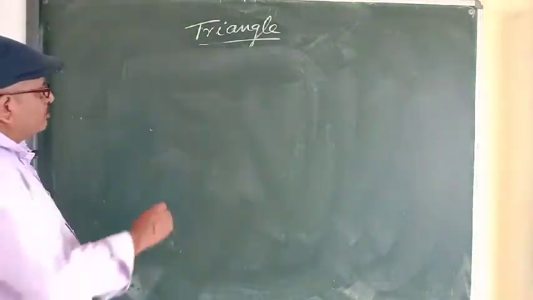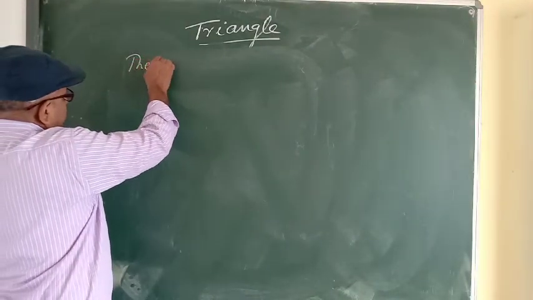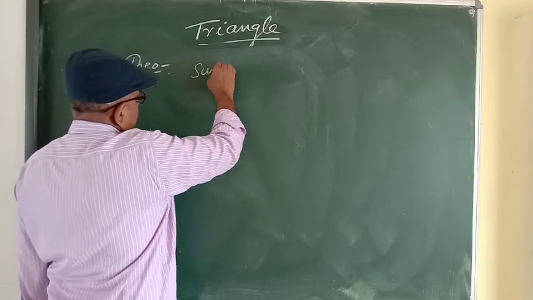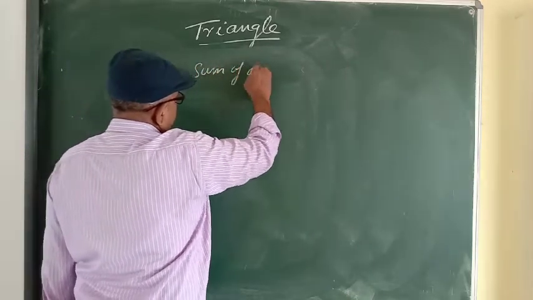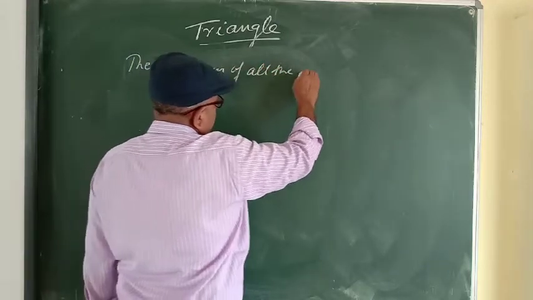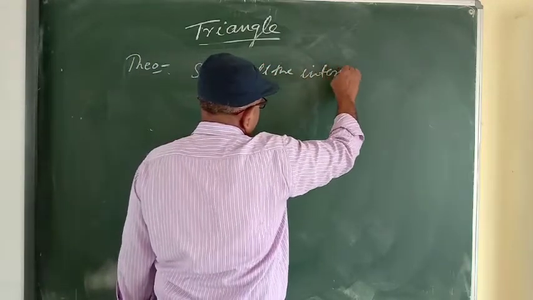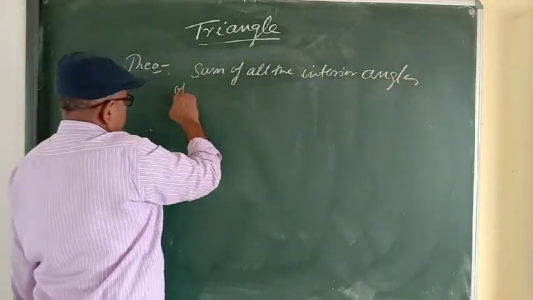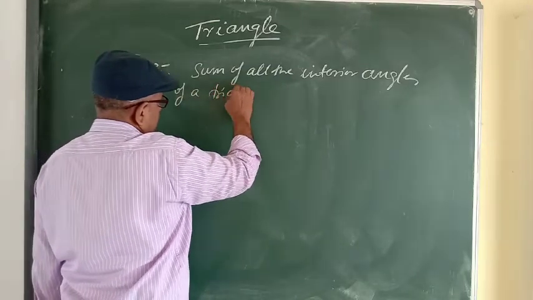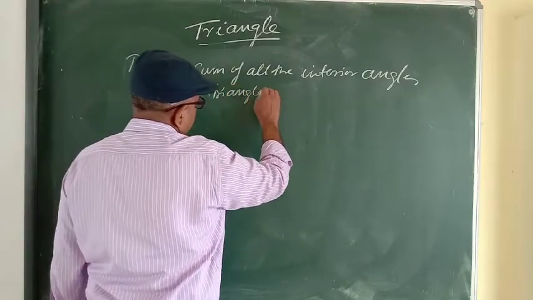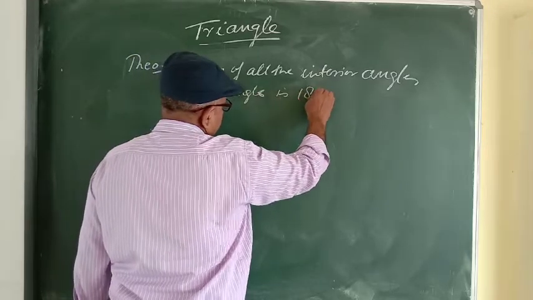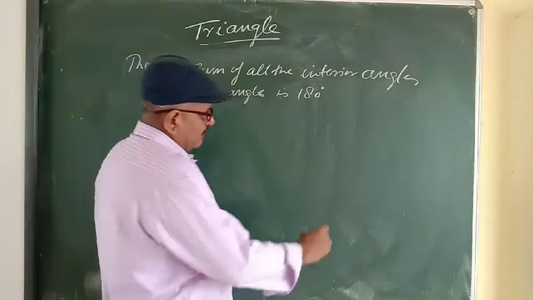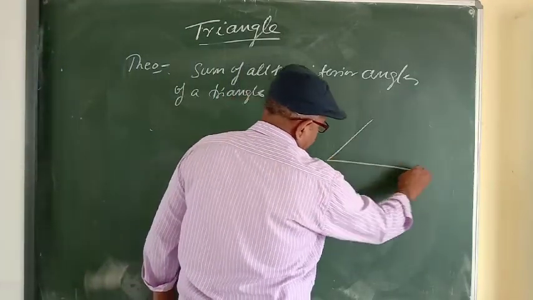Next point, we know the theorem: the sum of all the interior angles of a triangle is 180 degrees. Sum of all the interior angles of a triangle is 180 degrees. How can we prove it?